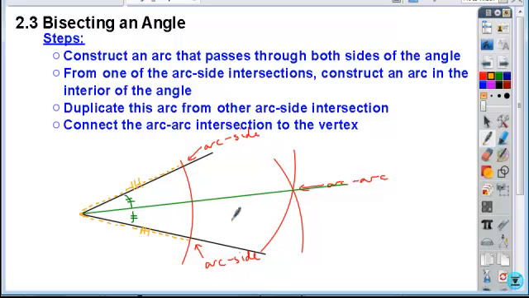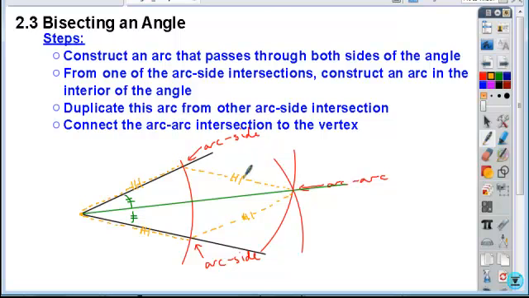Now from the arc side intersection, I kept my compass measure the same, and I extended out to this other red arc. So this length right here happens to be the same thing. And same with this. I placed my compass tip here and constructed this red arc. So if I were to connect all of these, what shape did I wind up creating here in orange? It's a rhombus, right? They're all the same length.